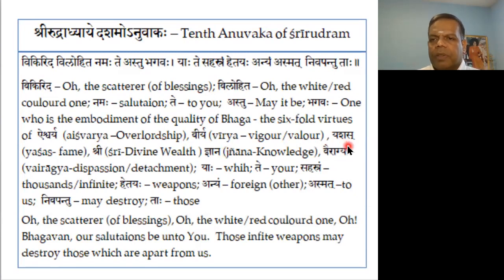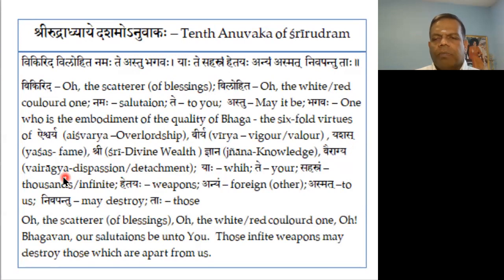Yashas means fame, in the sense that his name is known to everyone and is so positive. Shri means he has all the divine wealth. He has jnana, the real knowledge. Vairagya is dispassion, detachment. Lord Shiva is in the cremation ground and wears the ash of the cremated remains. He's very simple and not attached to the world.